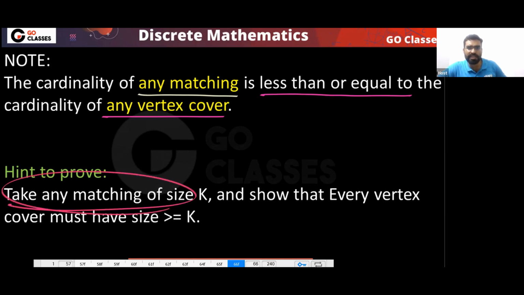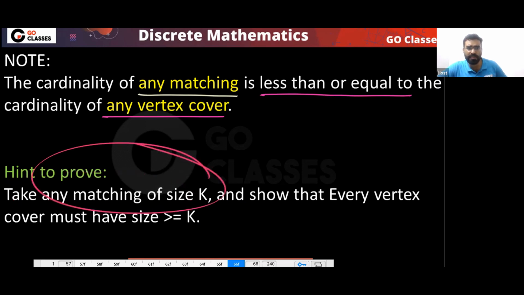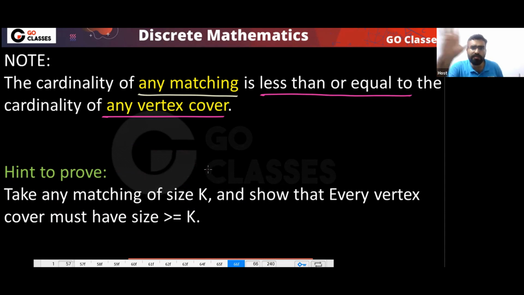Take any matching of size k, and what do you prove? You prove that any vertex cover, I am not talking about minimum vertex cover, and I am not talking about maximum matching. I am saying any matching you take, of size k. Then you prove that every vertex cover must have size greater than or equal to k.